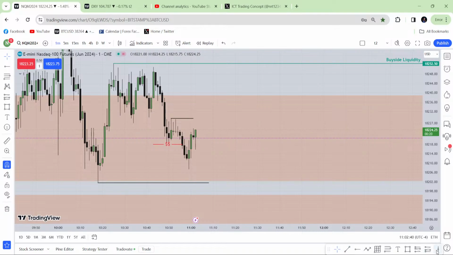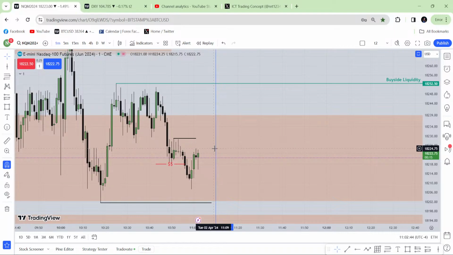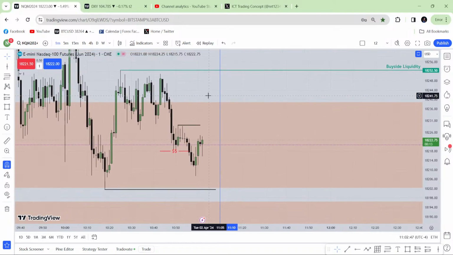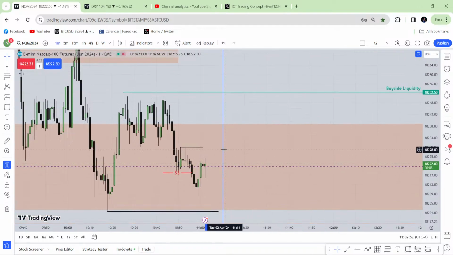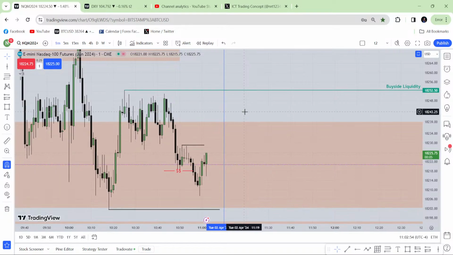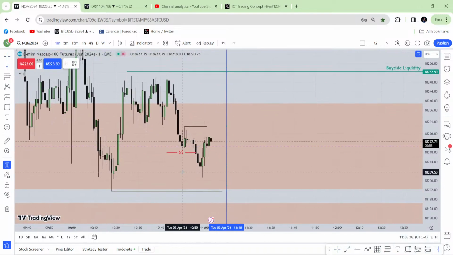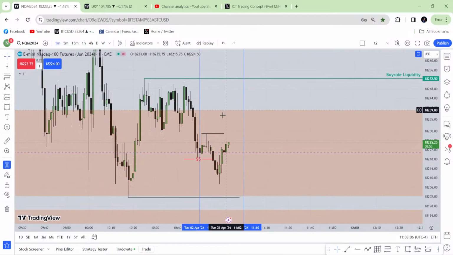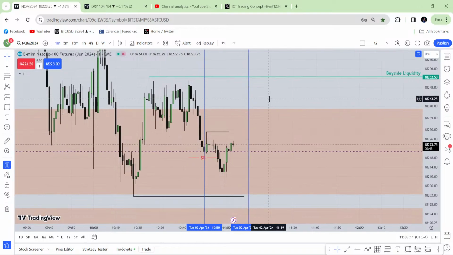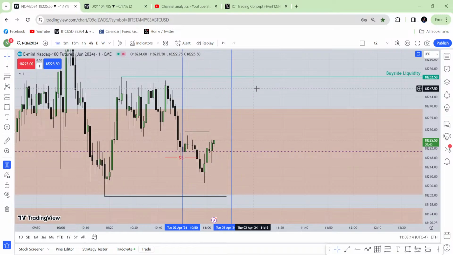This is the last line for getting the market structure shift. If I get the market structure shift after this line, then the macro entry will not be valid. I am just going with the macro. Okay, this is the macro. After a while, I'm just going with this macro. So 1050 to 1110 macro. Need a market structure shift.